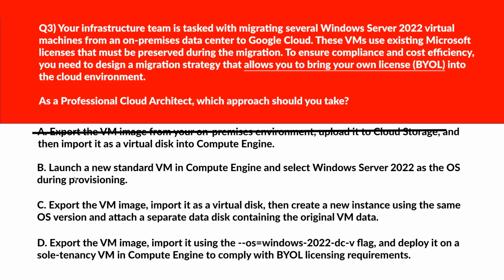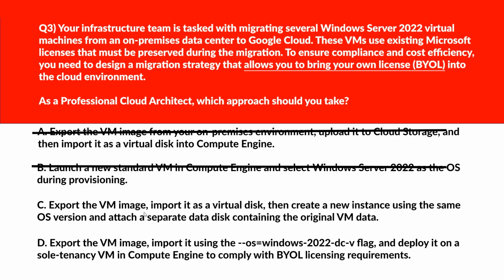B says launch a new standard virtual machine in compute engine and select Windows Server 2022 as the OS during provisioning. This option uses a Google provided license instead of bringing your own, again violating the bring your own license requirement. Let's delete it. We'll now move to option C.